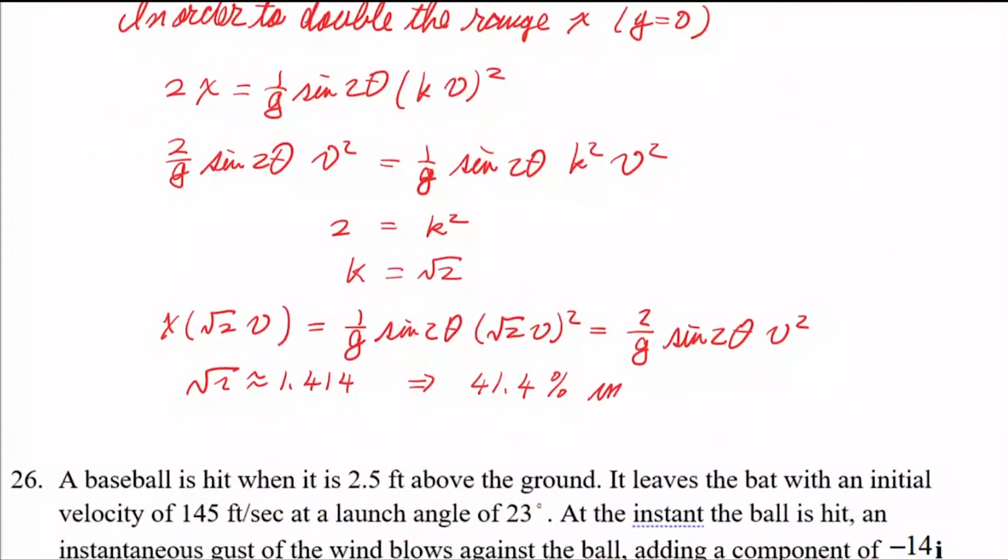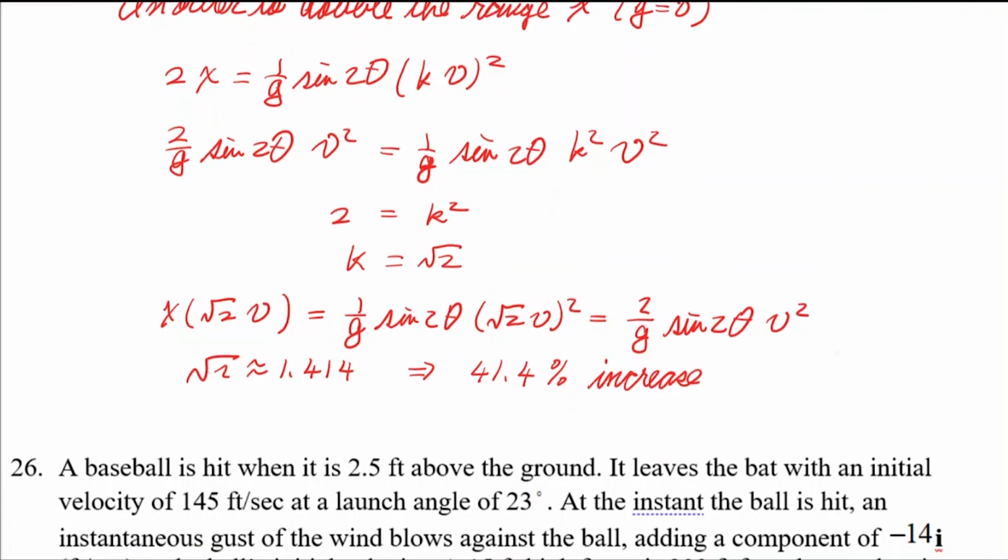So how about that? The idea is this: if you double the initial velocity, you get 4 times more range, right? So you only need to increase the initial velocity by 41% in order to double the range. You get the idea? You don't get the idea? What is the meaning of that weird facial expression?